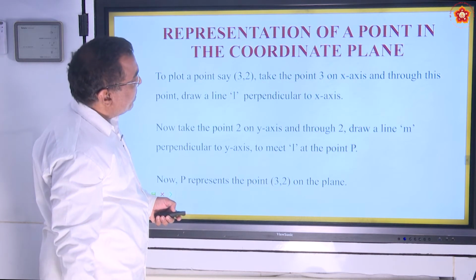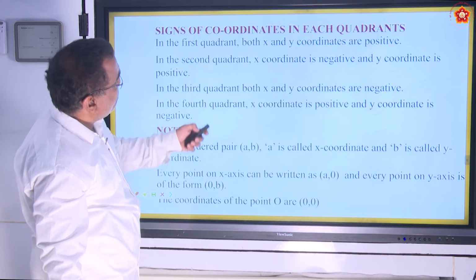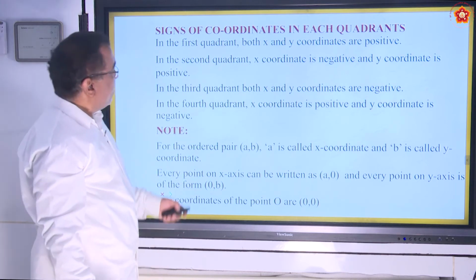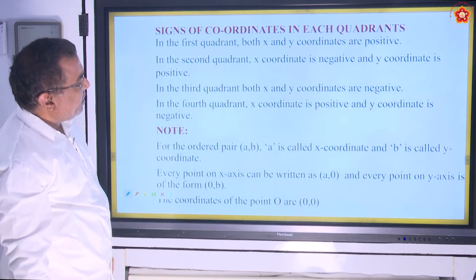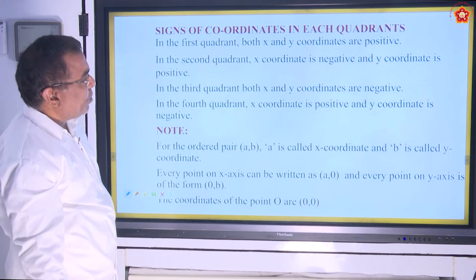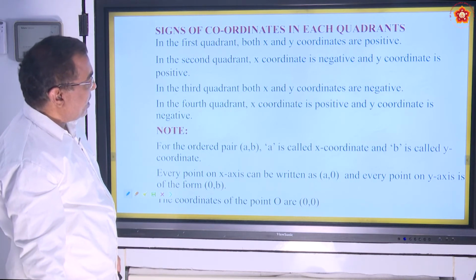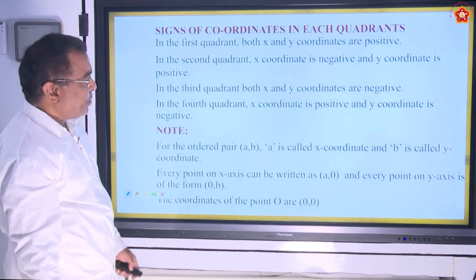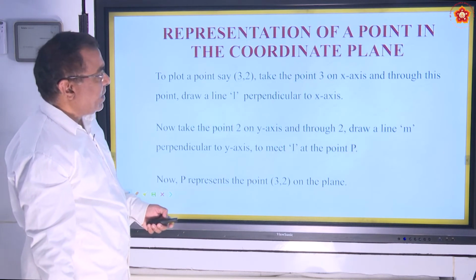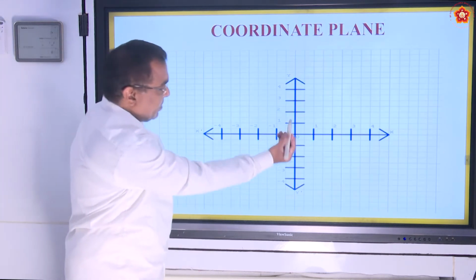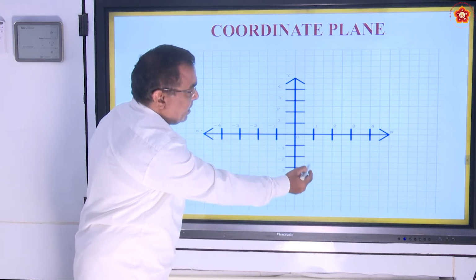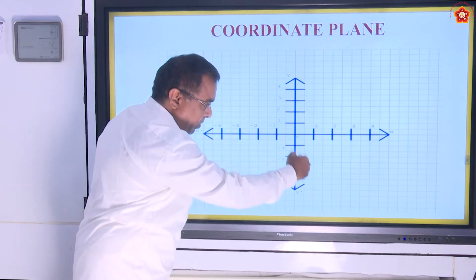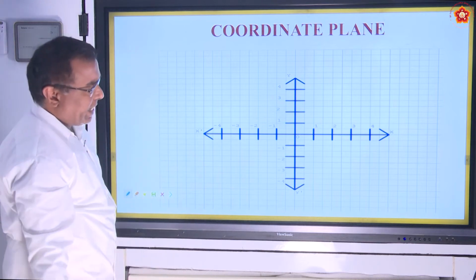This is what I was trying to tell you here. Similarly in the third quadrant, as you observe, both the x and y coordinates are negative. In the fourth quadrant, the x coordinate is positive and the y coordinate is negative. You can just observe that. In the fourth quadrant, the x coordinate is positive, the y coordinate is going to be negative.